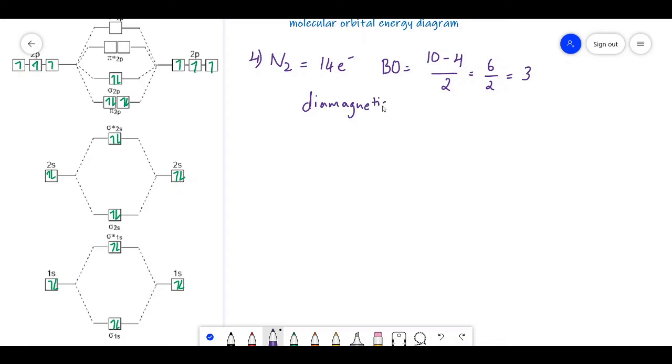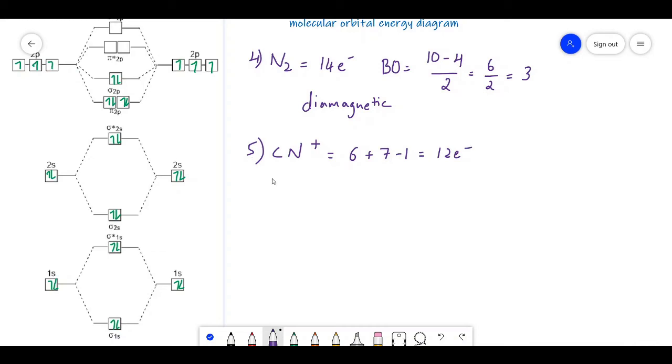So it is diamagnetic. In this way we can calculate for molecules. Sometimes they will also ask questions like this: they will give some CN plus. So here CN plus means carbon will have 6 electrons, nitrogen will have 7 electrons. Whenever there is a plus, you have to subtract 1 electron. So this is equal to 12 electrons.